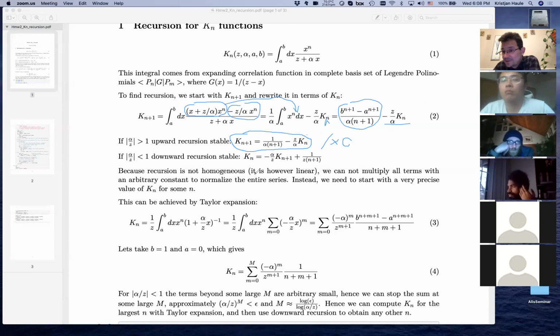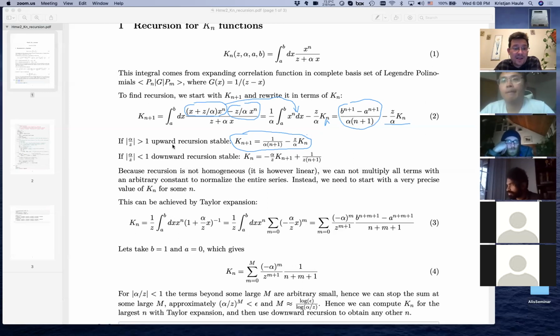Because this is a non-homogeneous series. It's linear, but it's non-homogeneous. So non-homogeneous cannot be multiplied with an arbitrary constant while keeping the solution of this recursive relation. Therefore, we cannot decide that we're going to normalize the series at the end. But we need to start with a precise enough value of Kn plus 1, of the maximum Kn.